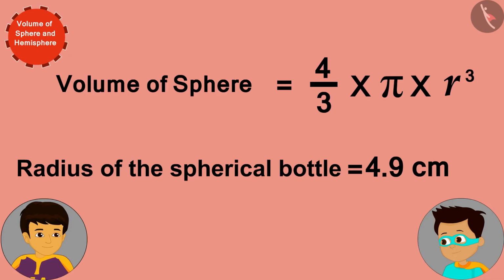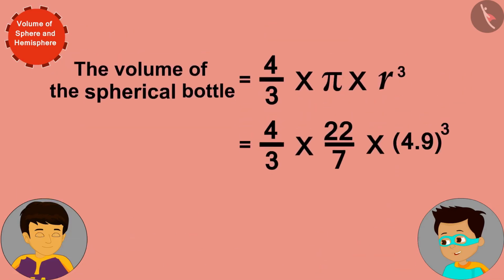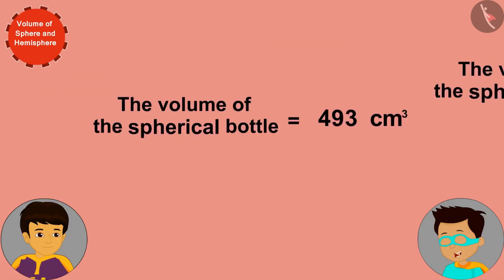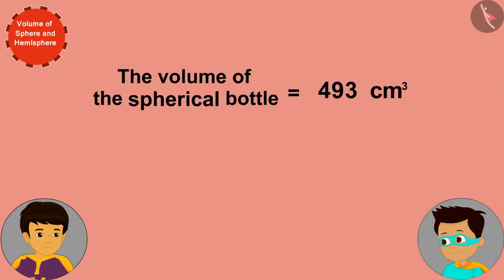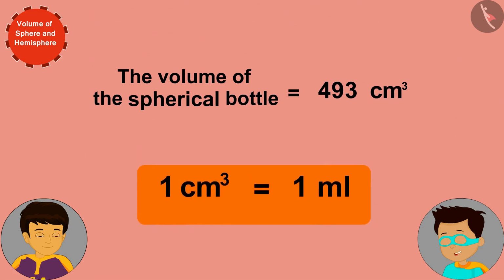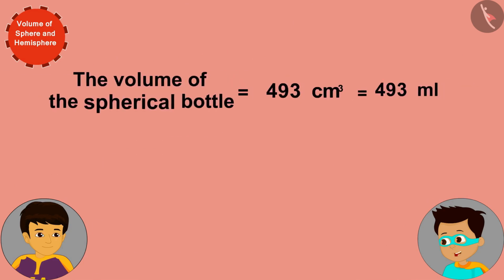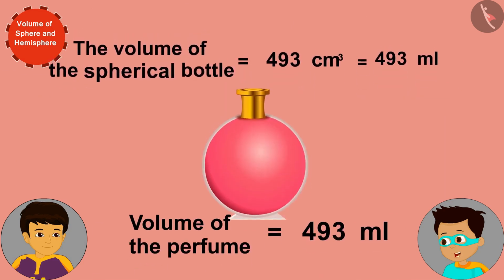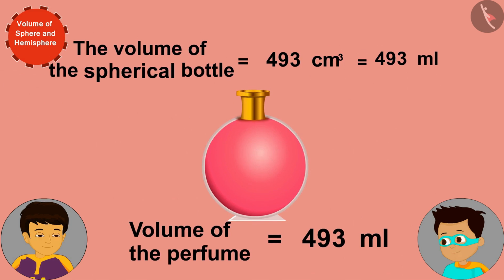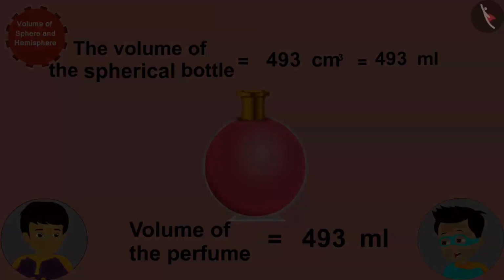centimeters. Alright, the volume of the spherical bottle is 493 cubic centimeters. And because 1 cubic centimeter is equal to 1 milliliter, we can say that 493 milliliters of perfume is filled in the spherical bottle.